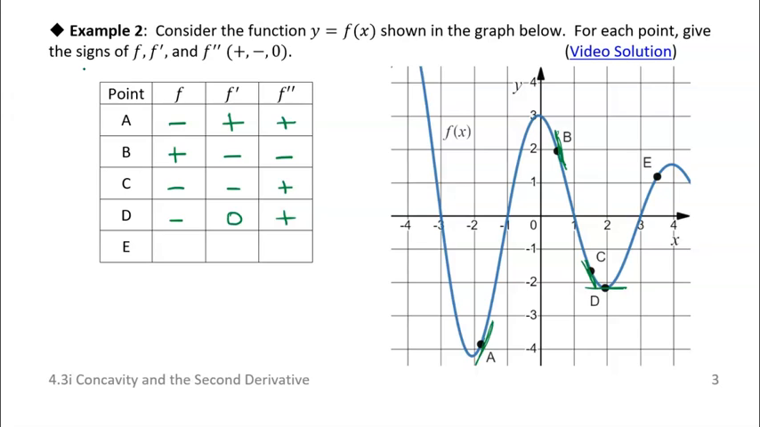And then finally point E, okay? So if I look at the value of the function, the y value is the value of the function, and it's above the x-axis, so the value of the function is positive. If I draw a tangent line, the slope is positive, so the value of the first derivative is positive. And then, if you look at the curvature here, it's kind of an upside down U shape, and so the second derivative is negative because it's concave down.